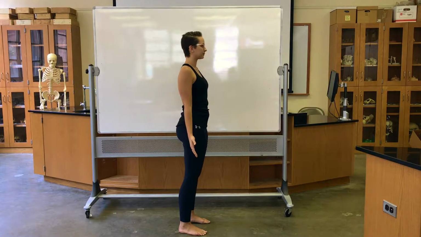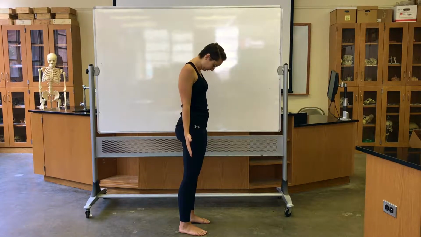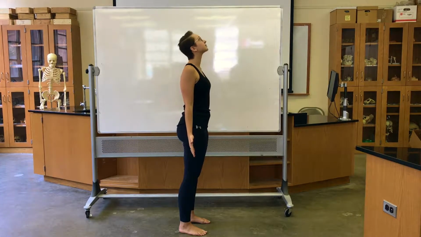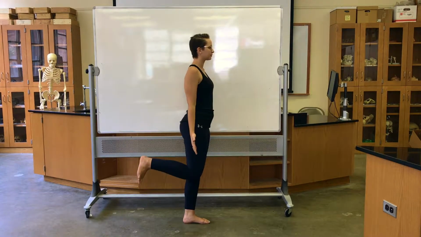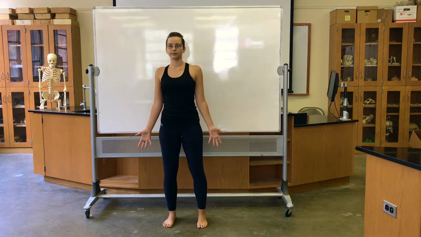Exceptions to this visual include the movement of the neck and the knee. Flexion of the neck looks like this. Extension looks like this. Flexion of the knee brings it to a posterior position, while extension returns the joint to anatomical position. Next, Ashley will demonstrate abduction and adduction.